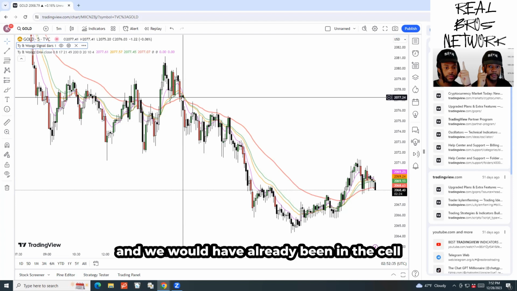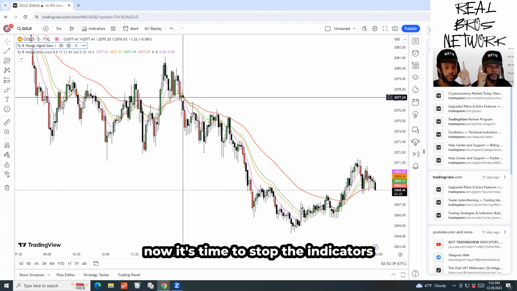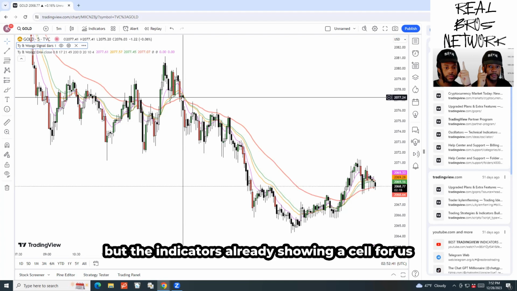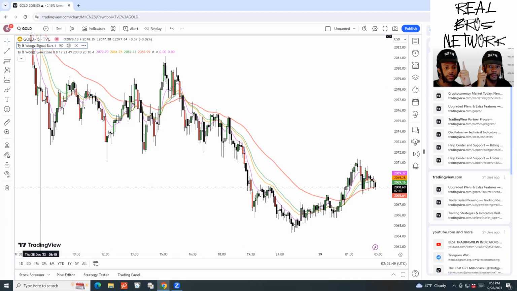Yeah. And we would have already been in the sell because remember earlier we were supposed to, but right now we still have to set up the indicators. But the indicators are already showing a sell for us. It's already showing a sell. And right now, this is gold.